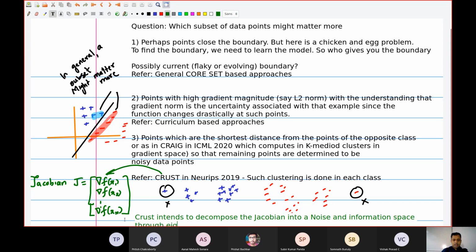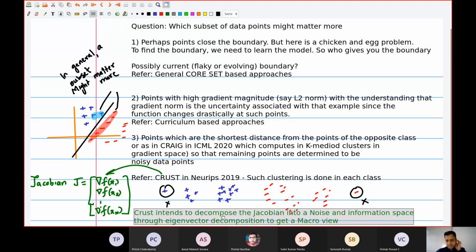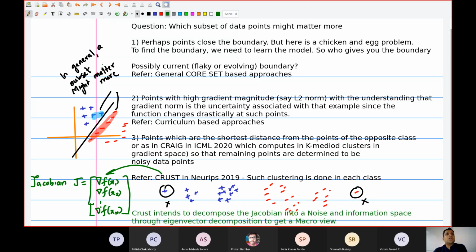Through eigenvector decomposition to get a macro view. Okay, so it intends to do that, but eventually it ends up just doing this clustering. Great. Are there any other thoughts?